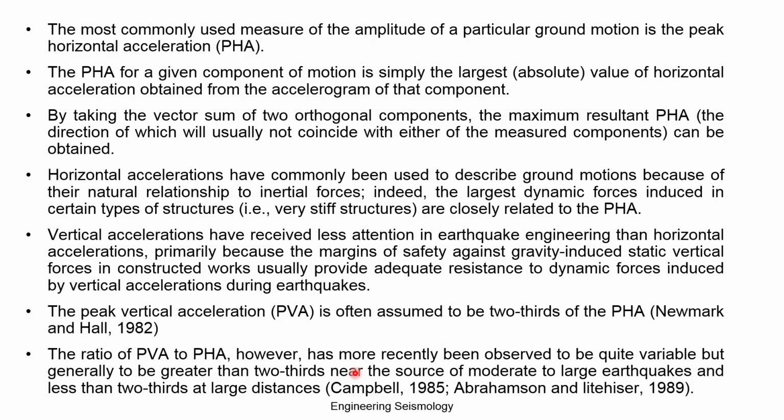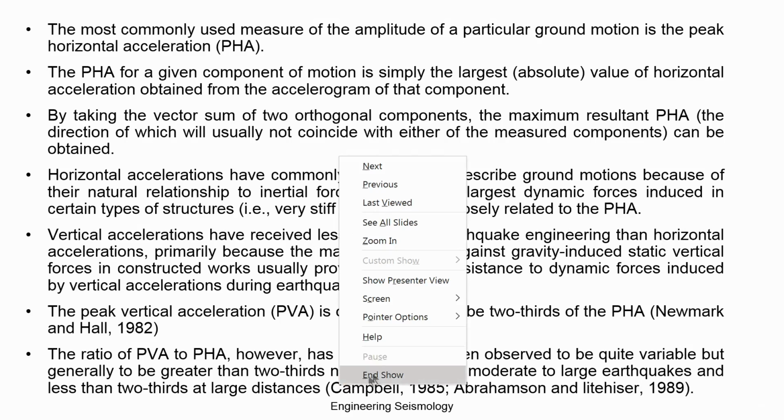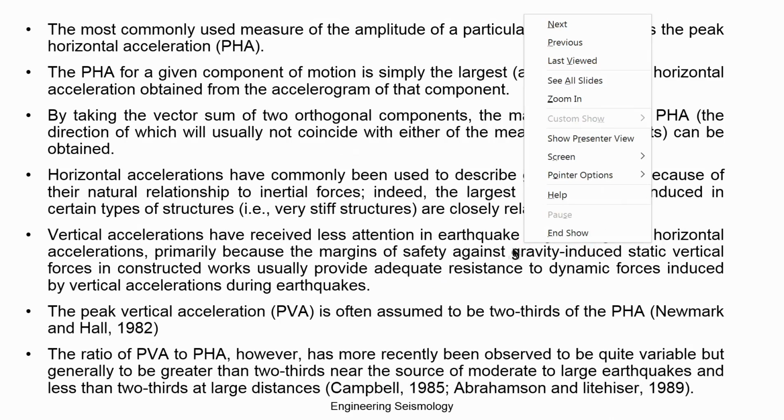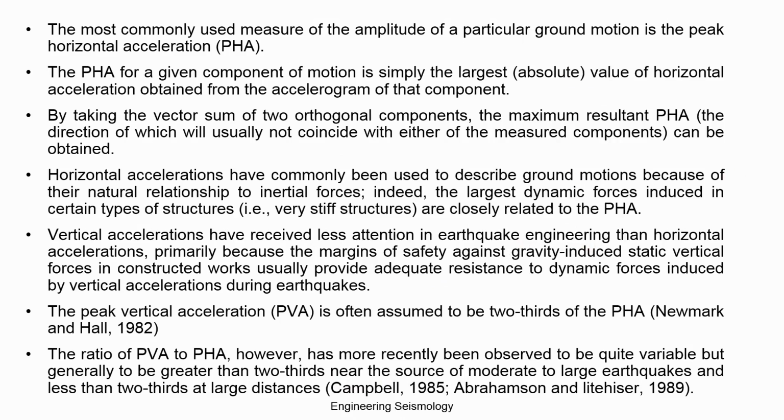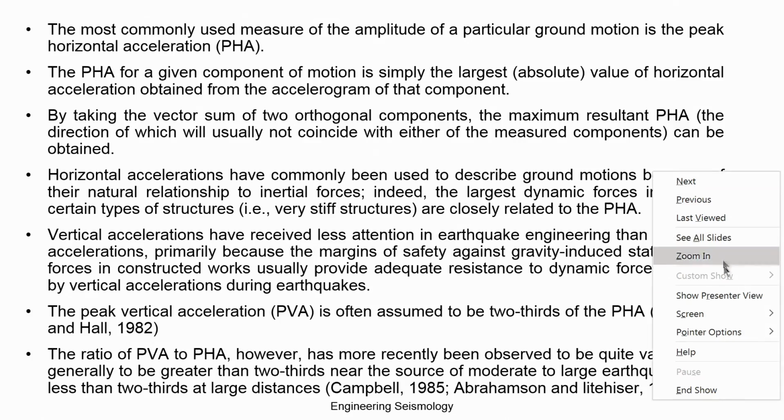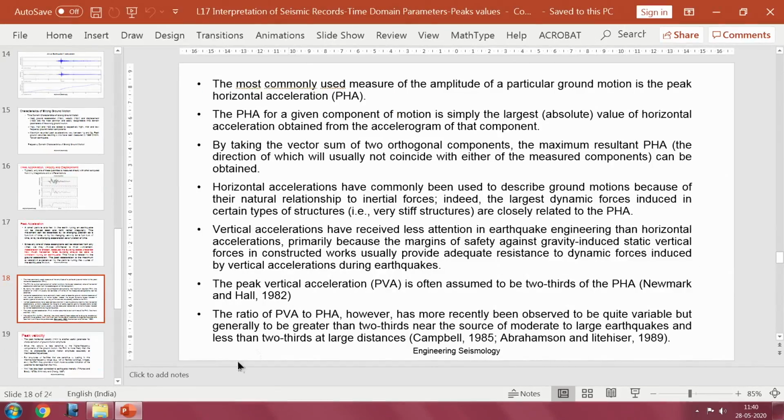The ratio of PVA and PHA has more recently been observed to be quite variable, but generally greater than 2/3 near the source for moderate to large earthquakes and less than 2/3 at long distances. That was some of the observation that has been made. In India, actually, nobody has studied this kind of observation. So one has to estimate whether we have the 2/3 or something else.